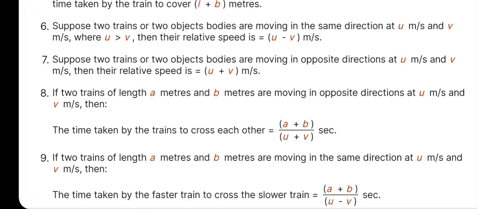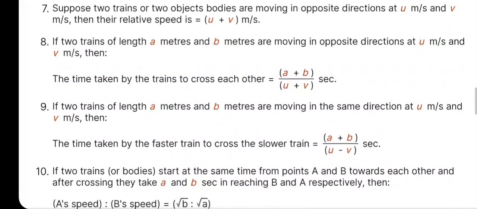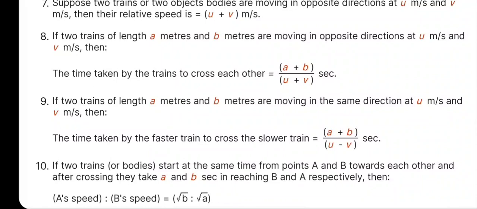And in case of two trains of lengths a and b moving in the same direction with u and v meters per second, then the time taken by the faster train to cross the slower train is (a plus b) by (u minus v) seconds. So next point is, if two trains start at the same time from points A and B towards each other, and after crossing they take a and b seconds to reach B and A respectively, then the ratio of A's speed to B's speed is equal to root b is to root a.